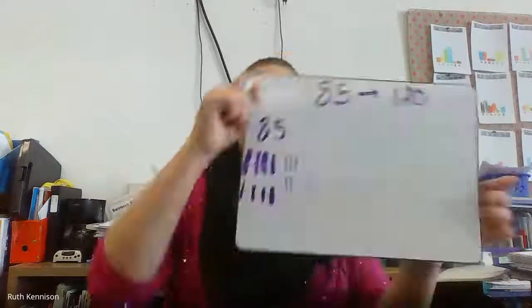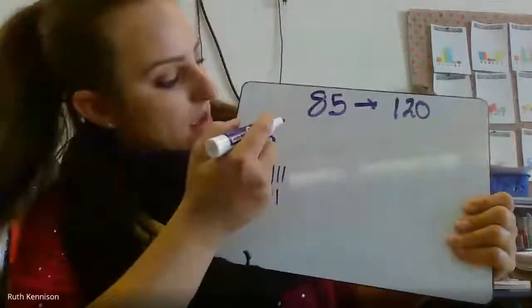So what about if we go from 85 to 120? I'm going to start with my 85, and I could show that with 8 groups of 10, and then I do 5 little ones. Okay. So you guys can see my starting point, 85.